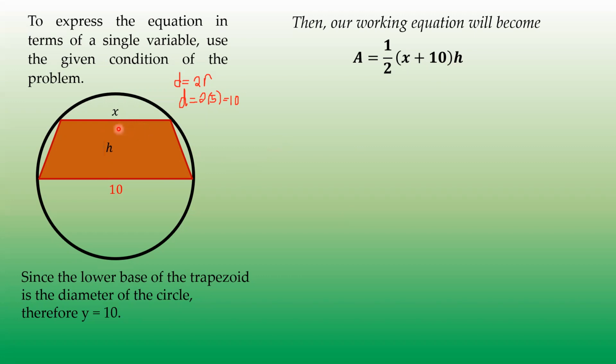The distance between the upper base and the lower base is the height. Let's say this is the center of our circle. This is the center. This is a radius, 5. From the center to the other side, that is still a radius, equal to 5. The definition of radius is the distance from the center of the circle to any point on the circle.